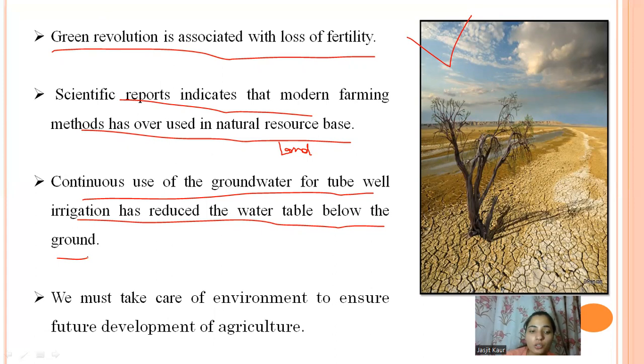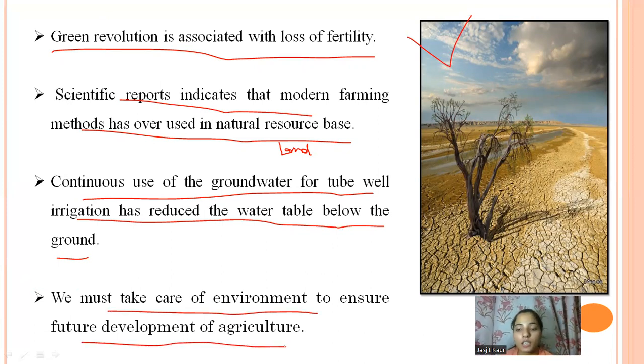Okay. Now we need to take care of this thing: when we are using the modern farming method, or the multi-cropping pattern, we must take care of the environment to ensure the future development of agriculture. Excessive use is bad for everything. When we use the modern farming method excessively, it will affect the natural resource, that is our land, which is very important for agriculture.